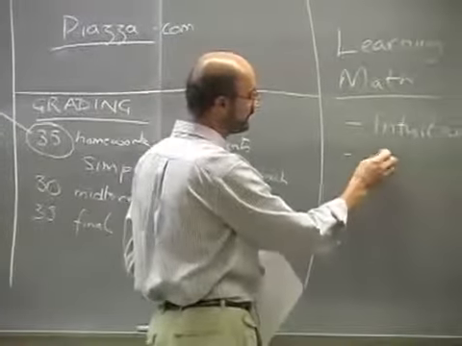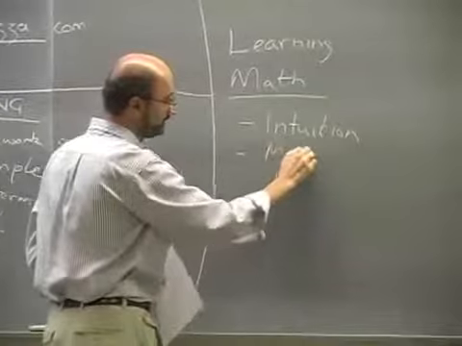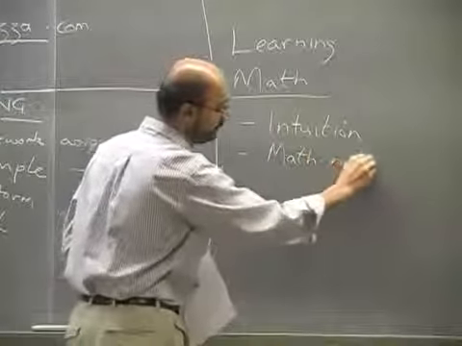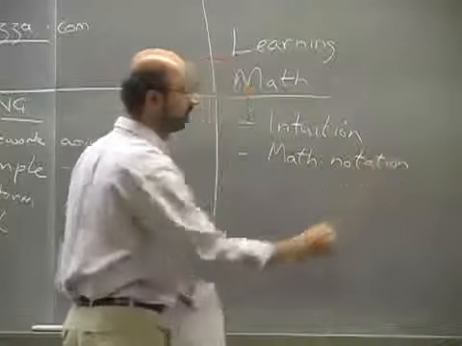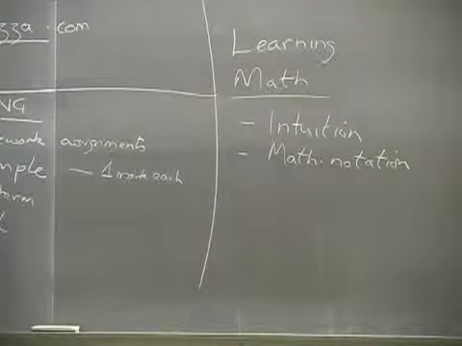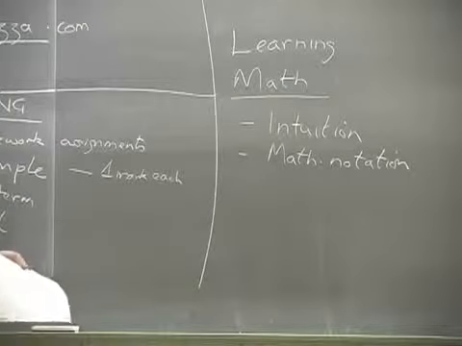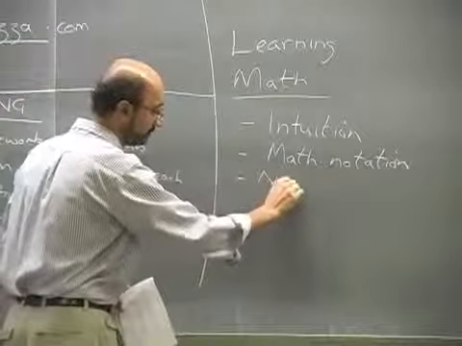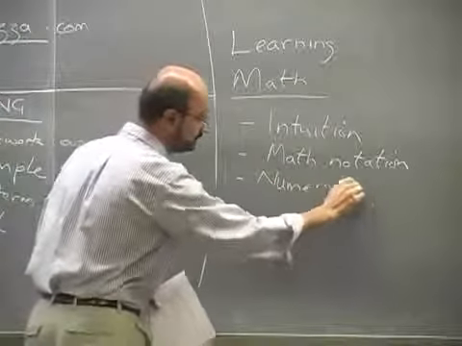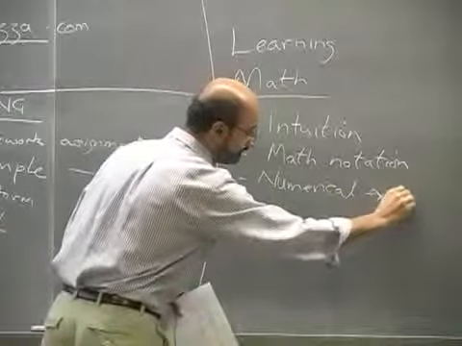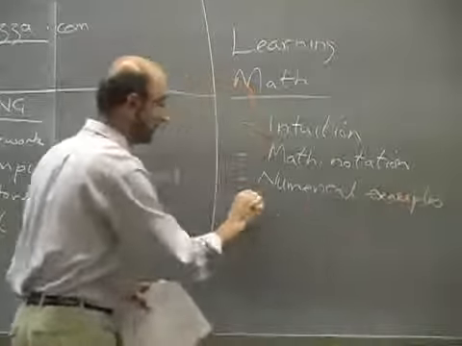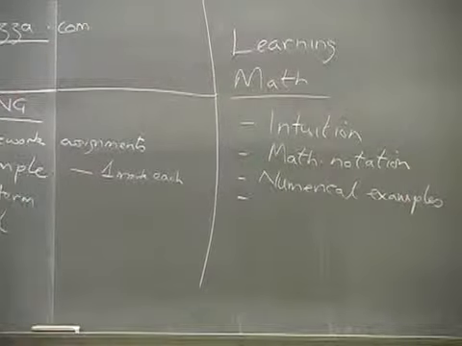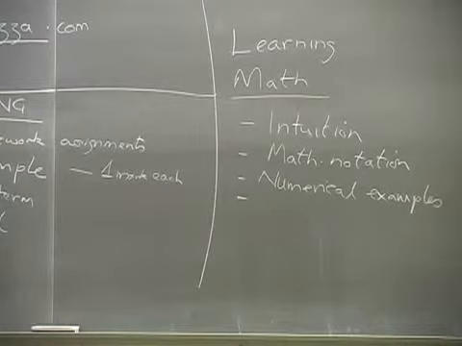The second part is the actual mathematical notation. You need to understand the notation, otherwise you cannot go beyond just elementary things. So you understand the actual formal mathematical notation. The third thing is numerical examples. By numerical examples, I mean things where you have numbers. You actually have some numbers.